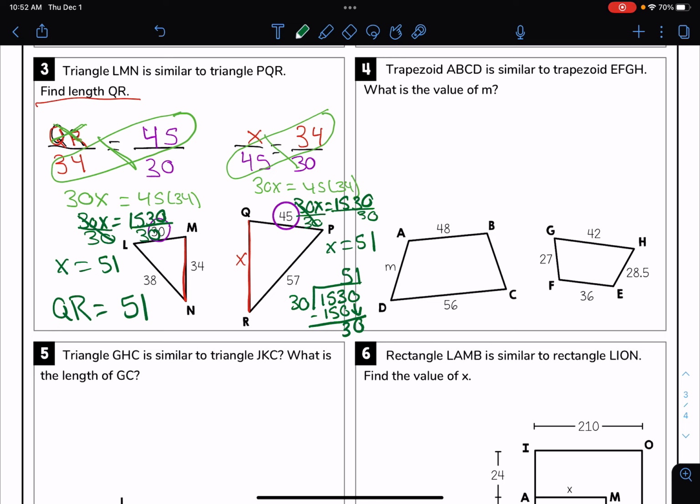It's easier if you color code them. So if you have two different colored pencils, or if you have markers in your backpack, take those out and use them on your paper so that you can color code them.